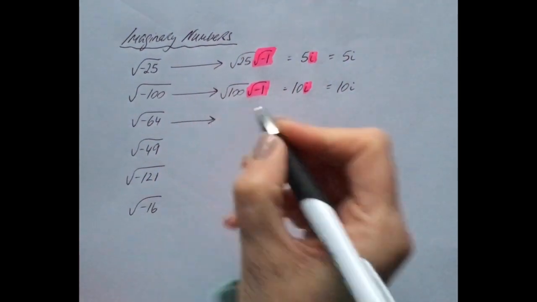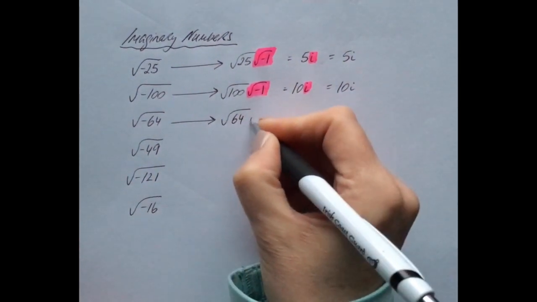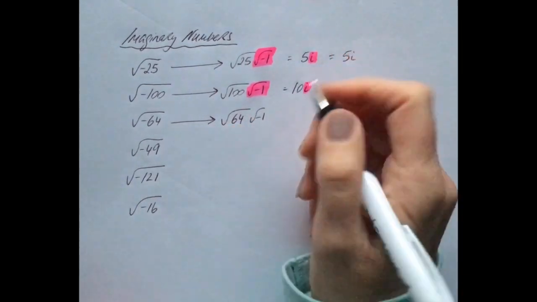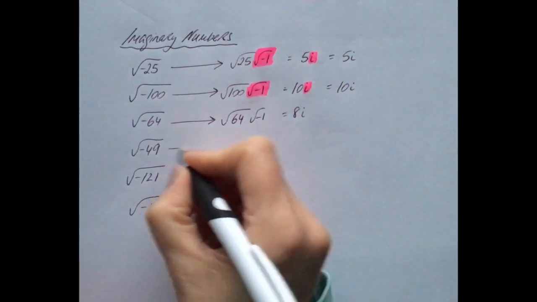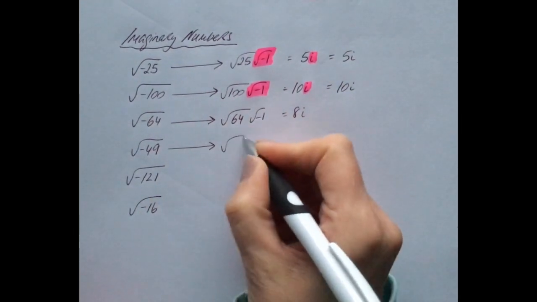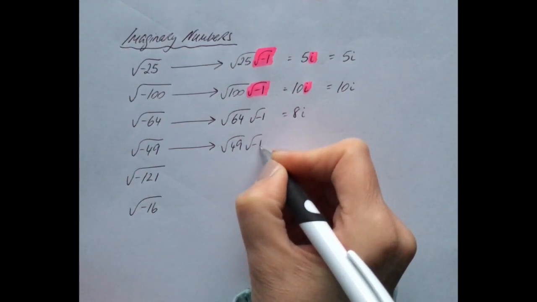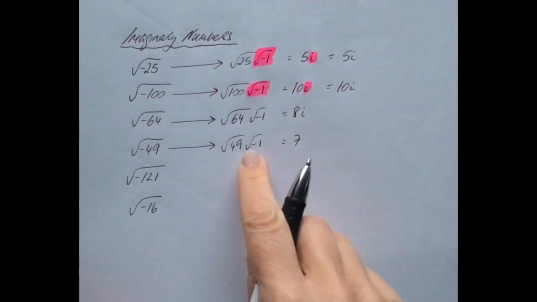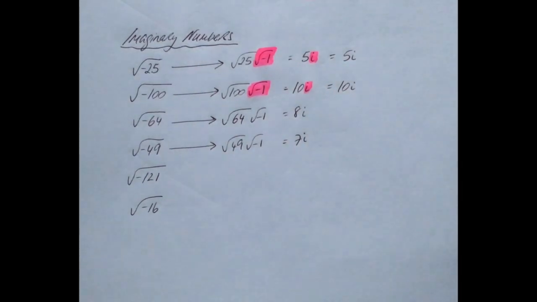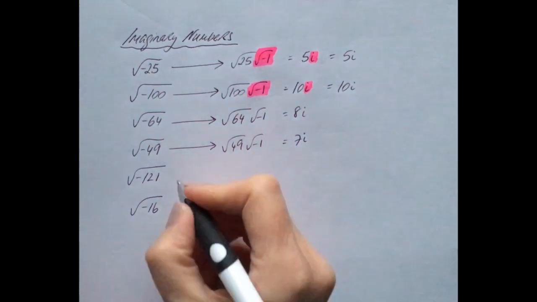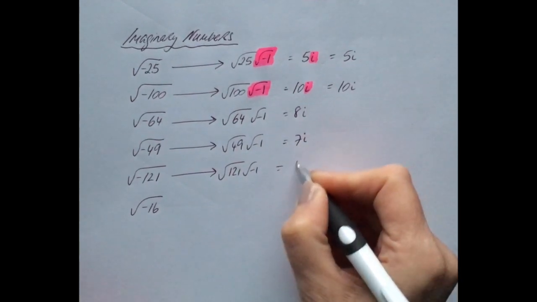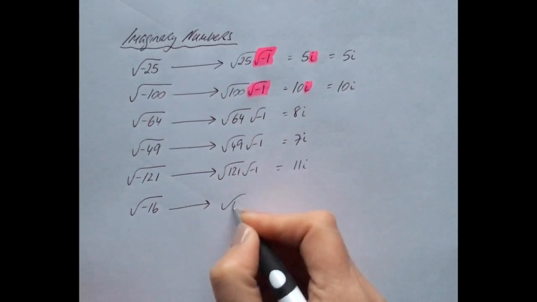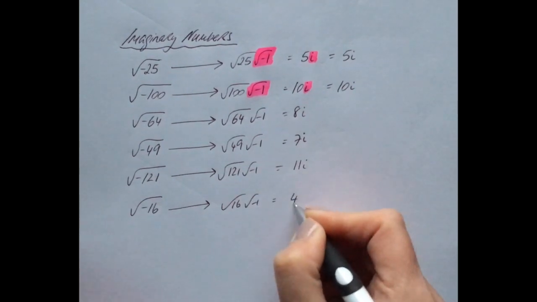Square root of -64 is the same as the square root of 64 times the square root of -1. Square root of 64 is, of course, 8, and square root of -1 is, of course, i. Square root of -49 is the same as the square root of 49 times the square root of -1. Square root of 49 is of course 7, and the square root of -1 is what we use as i. And this is the same as this, which of course is 11i, and this one is the same as this, which of course is 4i.